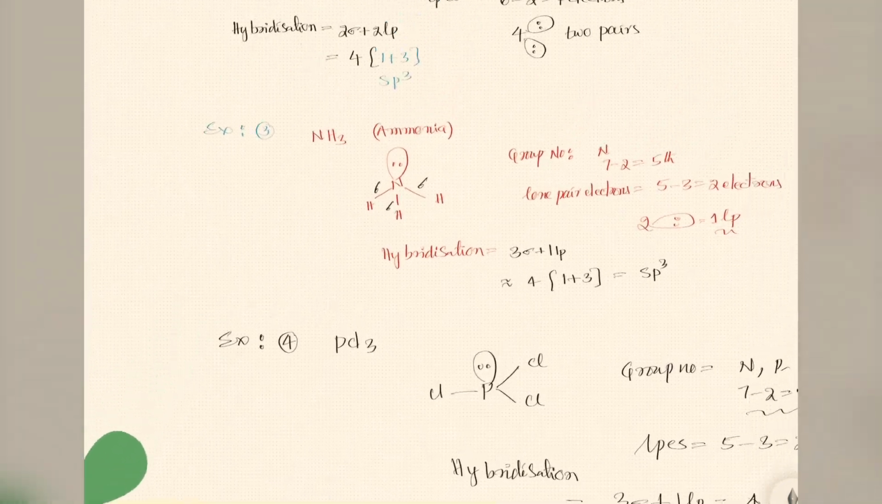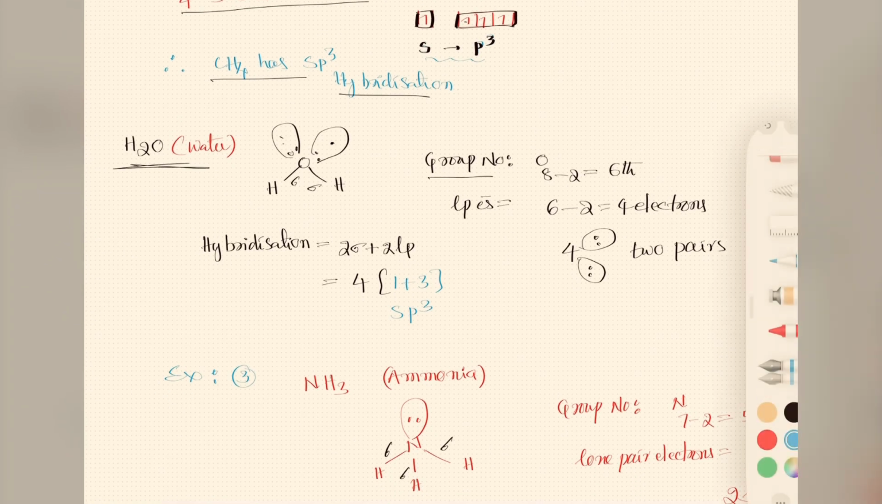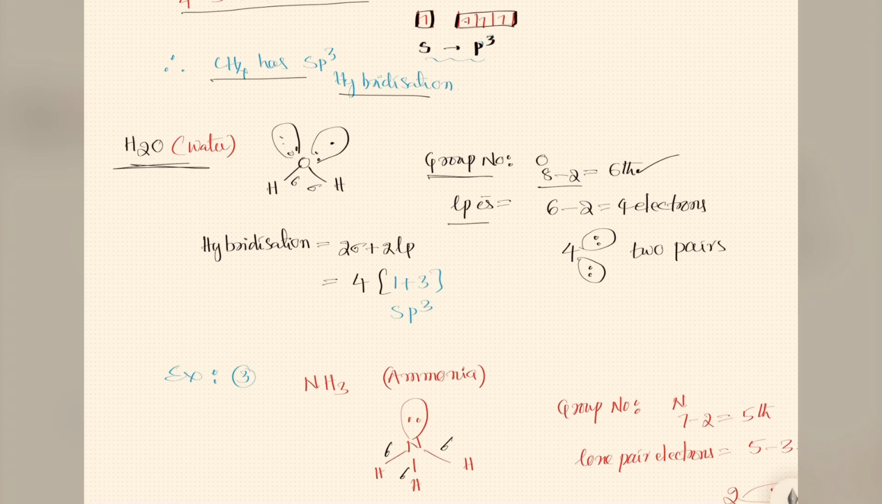Now we'll see that oxygen, as we know just now, is in the sixth group. Otherwise, apply our formula. What is our formula? Group number is equal to atomic number minus 2, so sixth group simply. And lone pairs: group number 6 minus how many bonds? 1, 2, 2 bonds, so that is 4. So how many electrons are there? 4 electrons. 4 electrons form how many pairs? 2 electrons, 1 pair. 2 electrons, 1 pair. Like this, 4 electrons means 2 pairs. So here there are 2 lone pairs in total.